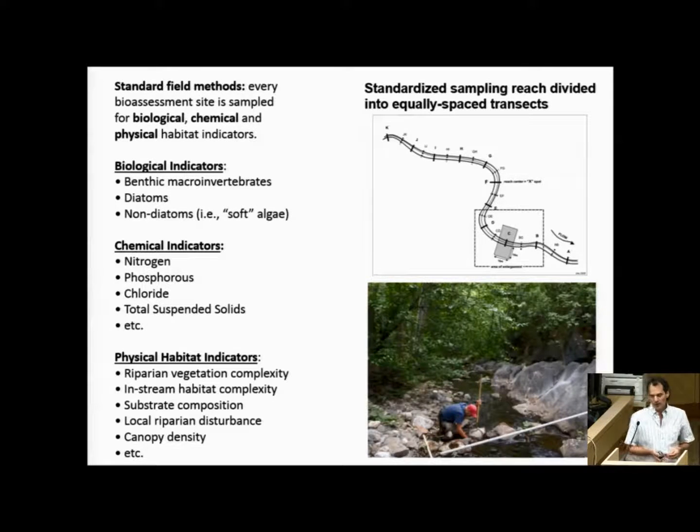In the field, every bioassessment site is sampled for biological, chemical, and physical indicators. The biological indicators are BMIs, diatoms, and soft algae. There are a number of chemical indicators, including nutrients, nitrogen and phosphorus, total suspended solids, and many others. Physical habitat indicators include riparian vegetation complexity, in-stream habitat complexity, local riparian disturbance. We also do CRAM, the California Rapid Assessment Method, which is a separate protocol aimed at quantifying the quality of the habitat in the riparian zone.